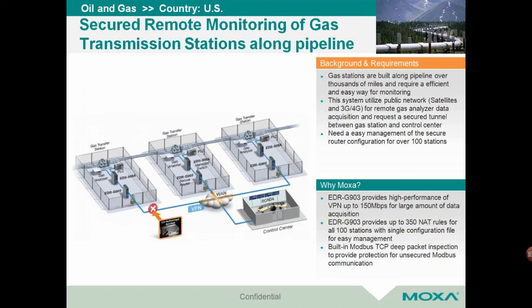In this gas pipeline application, hundreds of stations were strung out over thousands of miles, yet needed to be connected back to a centralized control center as well as to each other. Due to the distances involved, dedicated network connections were not an option, so public networks needed to be used to connect the individual stations back to the control center and to each other. Modbus TCP industrial protocol was in use at the stations. Industrial secure routers were used to provide firewall protection with deep packet inspection, as well as to secure VPN connections to encrypt data going over public network connections.